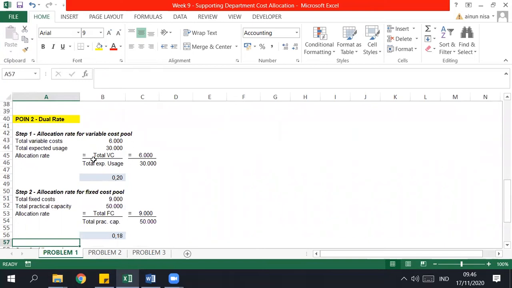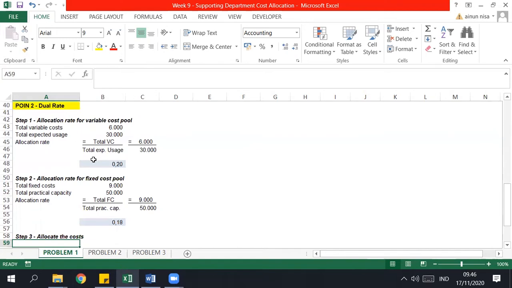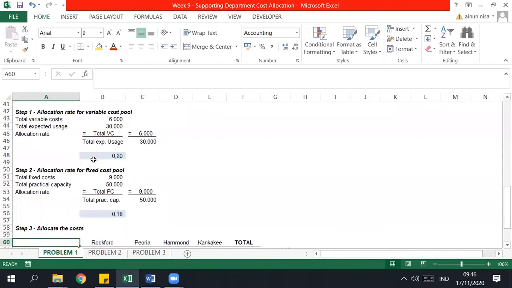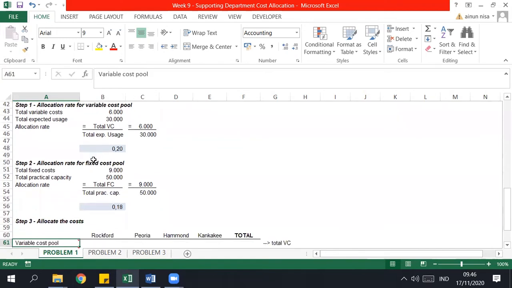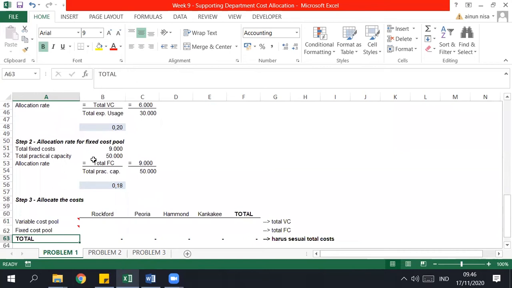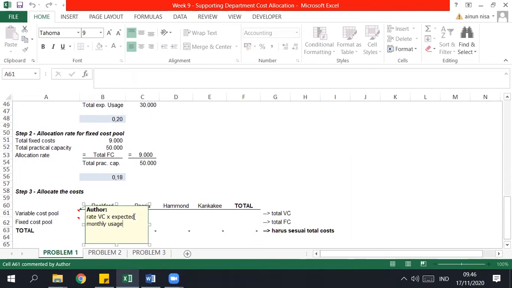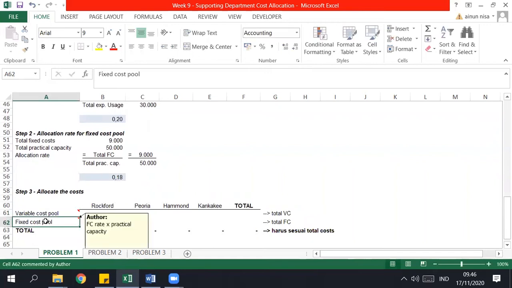After finding the allocation rate for variable cost and also fixed cost, now it's time to allocate the cost. And don't forget, to allocate the cost, you have to separate between the variable cost pool and the fixed cost pool. To calculate the variable cost pool, it is the rate of variable cost times expected monthly usage, while for the fixed cost pool, it is the fixed cost rate times practical capacity.